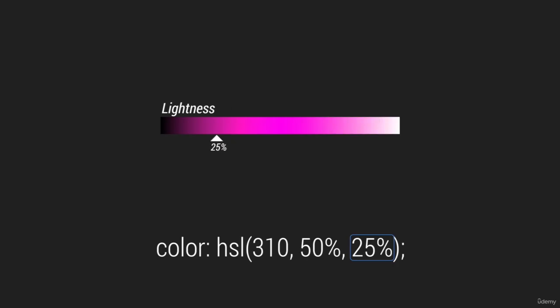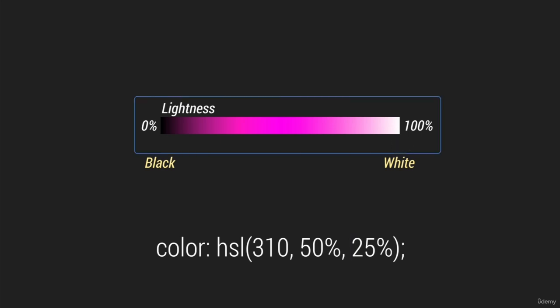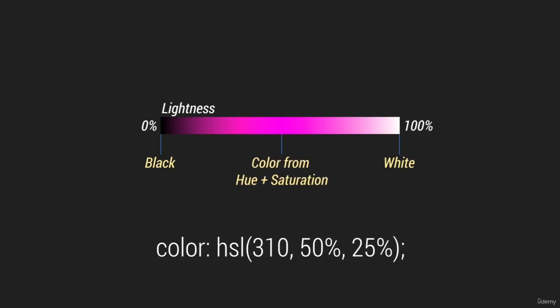Just like saturation, the lightness is also given in percentage value. So the 0% lightness means black and 100% is white. To understand lightness, we can visualize a bar where the gradient starts with black at 0% and ends at 100% with pure white. And this gradient passes through the color obtained with the given H and S values.